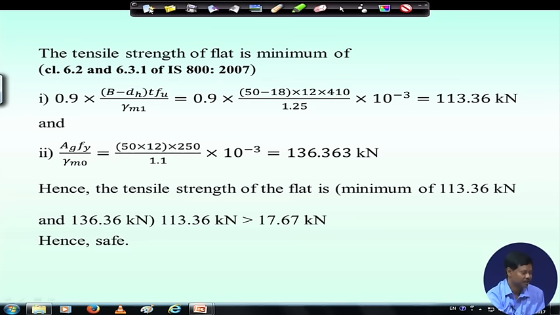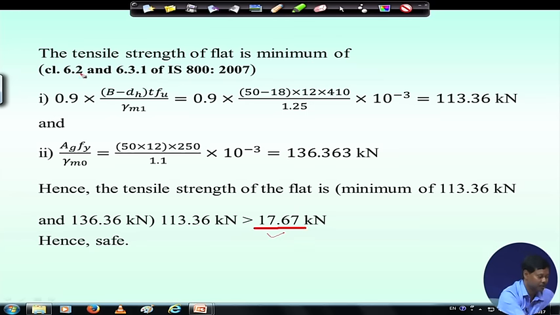Now, the tensile strength of the flat we have to find out, because we will see the tensile strength or compressive strength, both the cases this value will be same, 17.67, because in a lacing member whatever axial force is coming, that may be tension or compression. So, for both the cases, means for compression and for tension, we have to check whether the design strength due to tension or compression is more than this 17.67 or not.